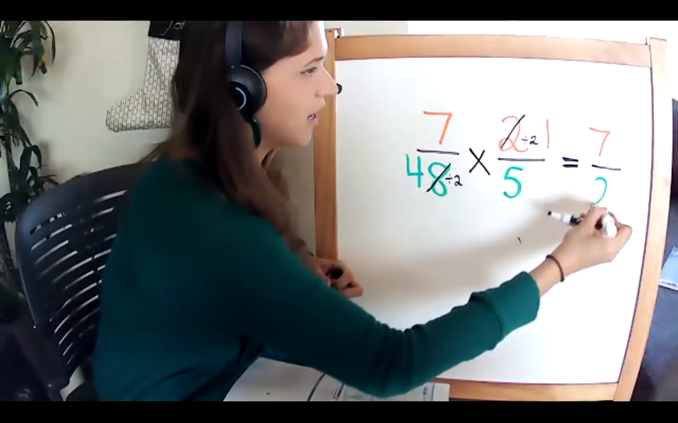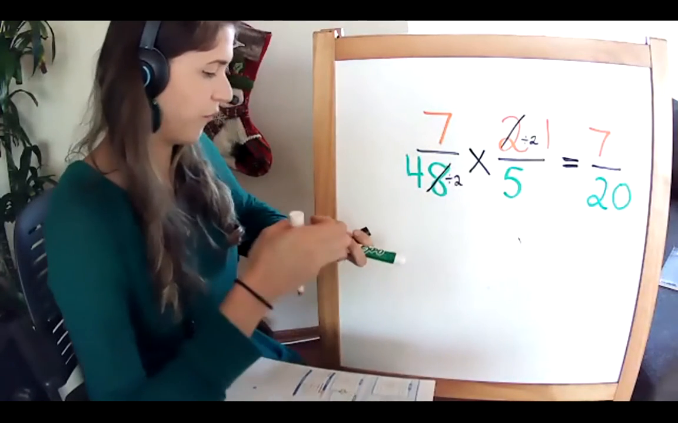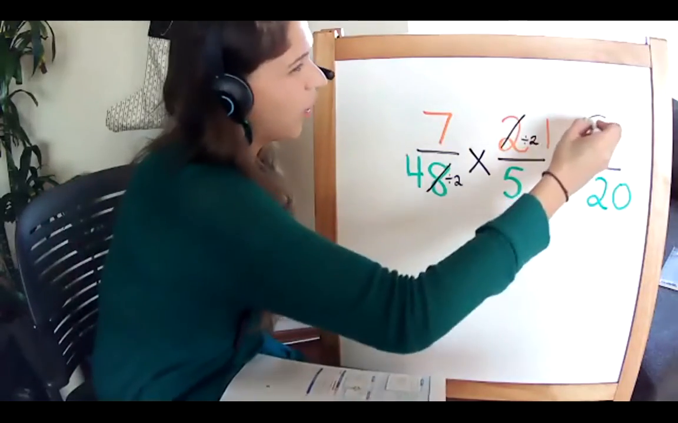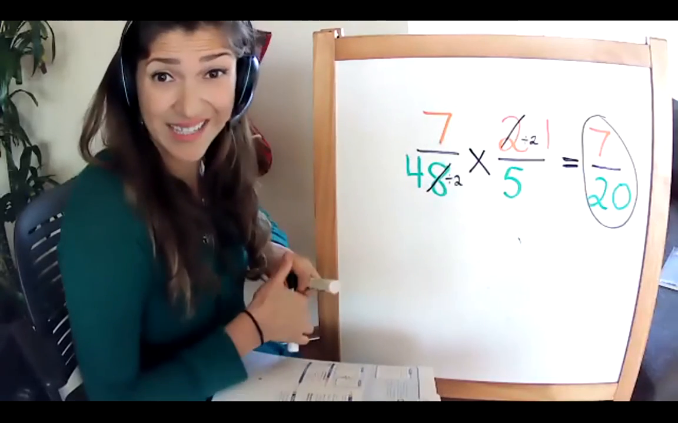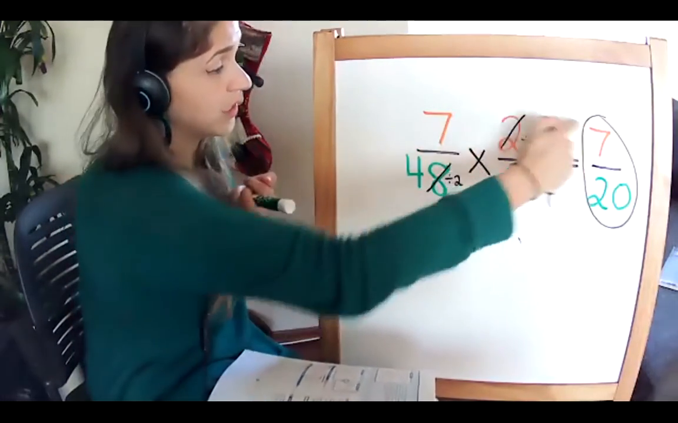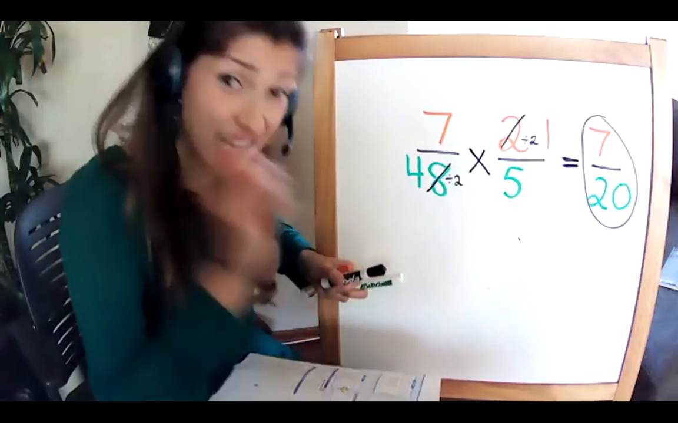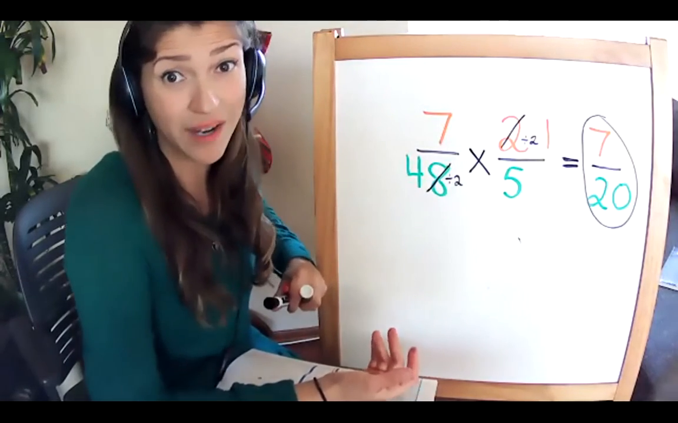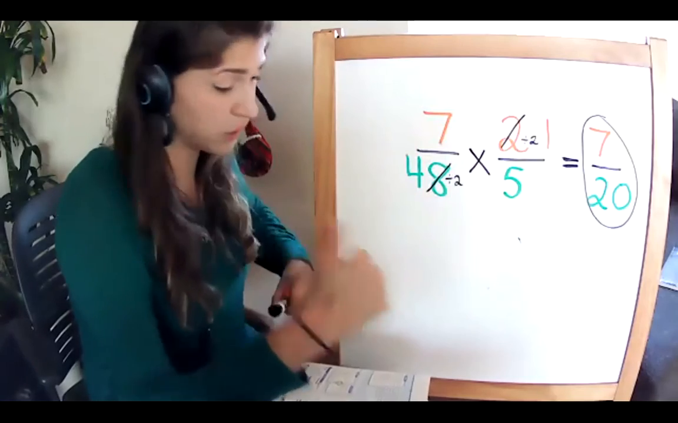Is my answer in simplest form? Yes. How do you know? Because we already did the simplifying part. We already simplified as much as we could within the problem. So we did that step. Now, if we didn't simplify, we would have gotten 7 times 2 is 14, 8 times 5 is 40. We would have gotten 14 over 40, which is definitely not in simplest form, and we would have had to divide to simplify. But we already did the division inside, so we're in simplest form.